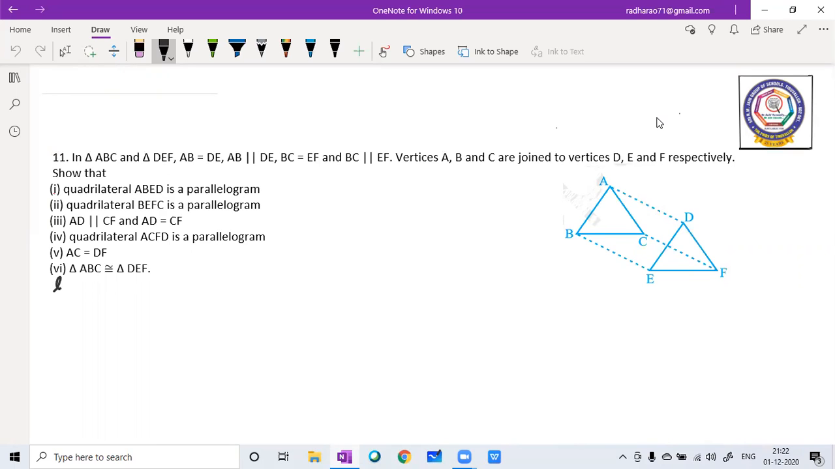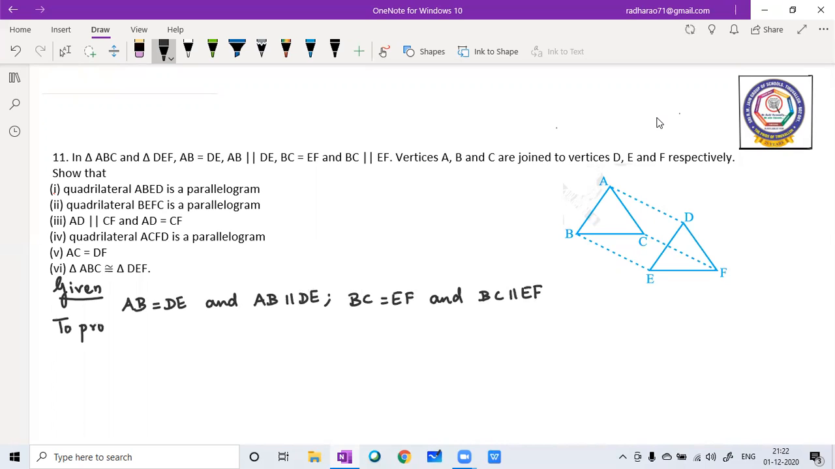So what is given in the question? That you have to write first. AB is equal to DE and AB is parallel to DE. Also BC is equal to EF and BC is parallel to EF. And you have to prove so many things.